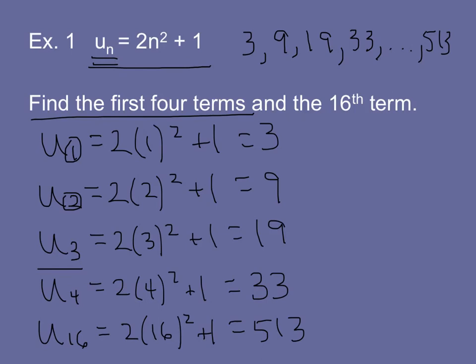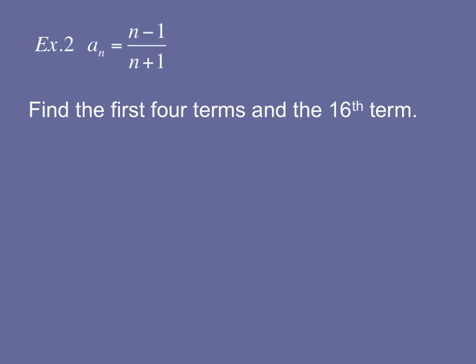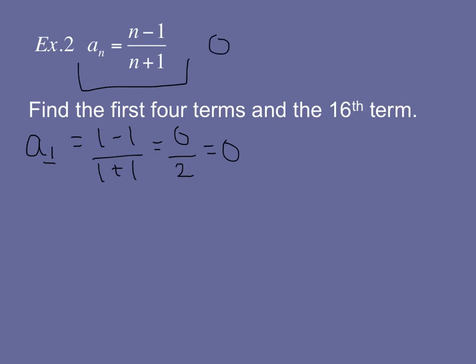Let's do one more example. In this example, I'm giving you a new formula, and I'm telling you that a sub n is equal to n minus 1 over n plus 1. So again, if I want the first term, then that would be this notation. A sub 1 is standing for first term, and since n is 1, I'm going to put that in everywhere I see an n. So that gives me 0 over, doesn't really matter because 0 over anything is going to be 0. So my first term is 0.